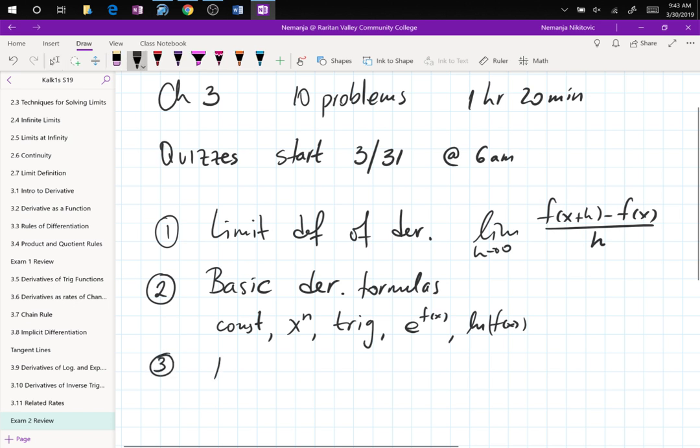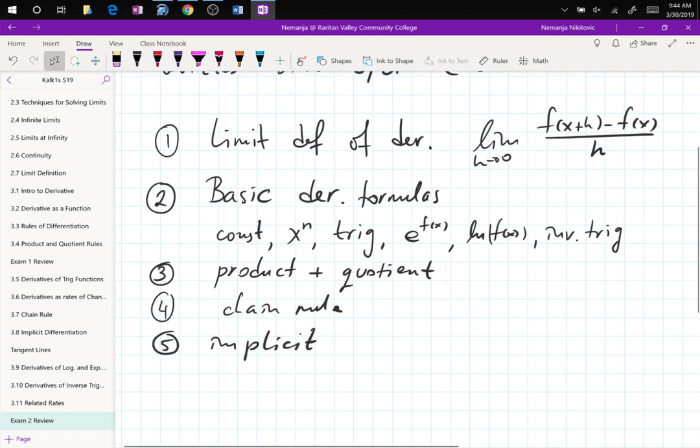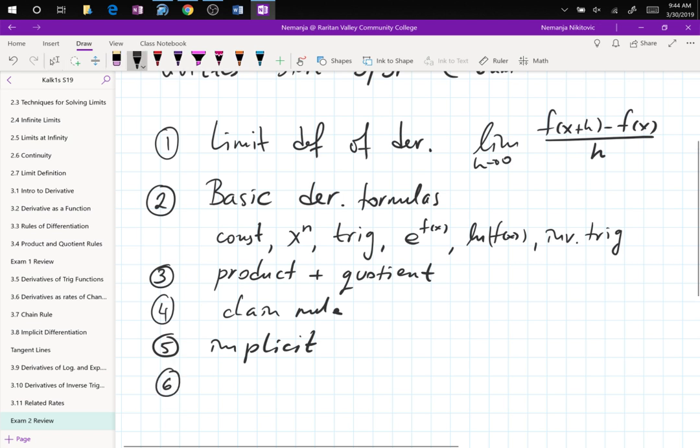Number 3, product plus quotient. Then we have inverse trig over here. Inverse trig. Then product and quotient. Then we have chain rule. Number 5, implicit. Number 6, logarithmic differentiation.